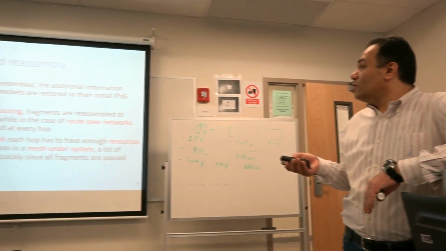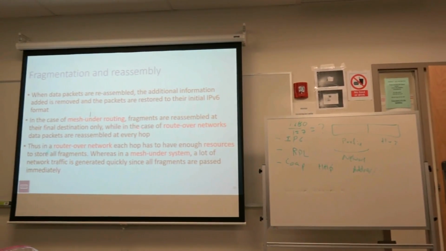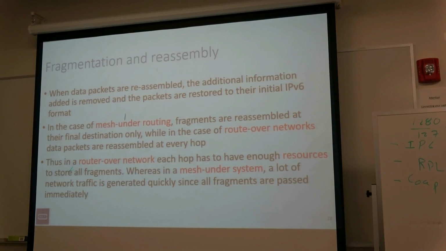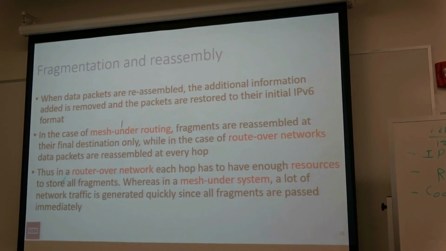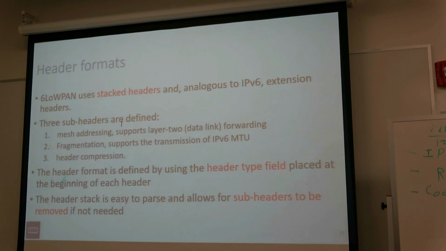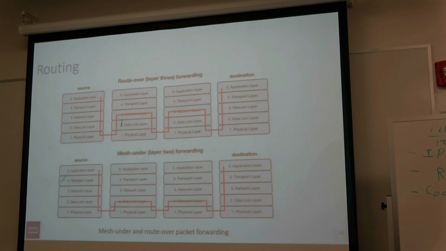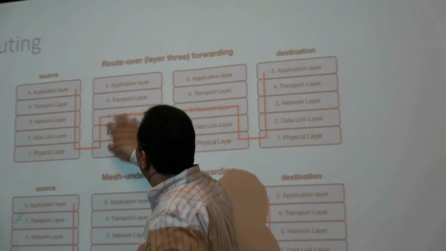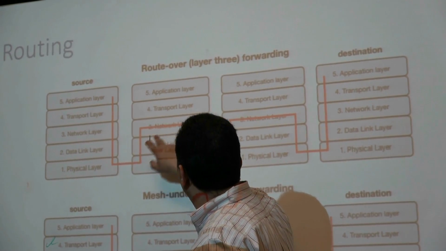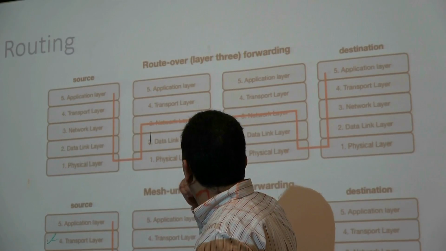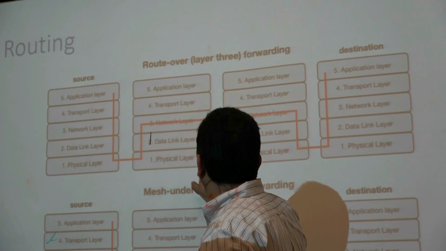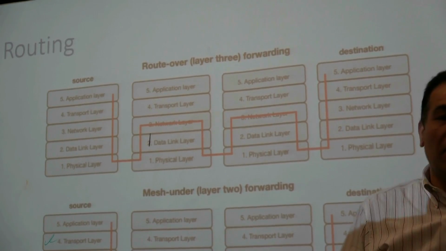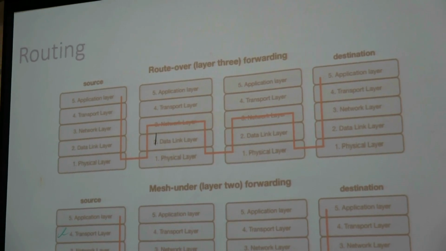All right. So there are two kinds of networks. There is something called mesh under, and there is something called route over. Mesh under and route over means over the router or in the mesh. So let me show you the figure here. There are two ways of communication, the routing. The data will go from application, transport, network, data link, physical. This is the router. It's going to go all the way to the network layer of the router, and down again to the network layer of the other router, until it goes to the destination. That's what we call route over. It goes through the router.